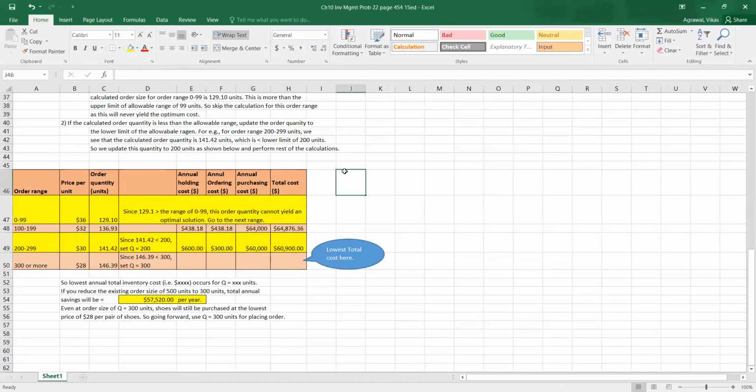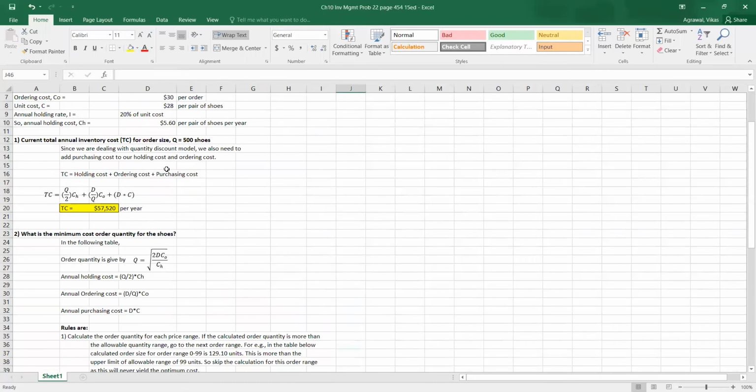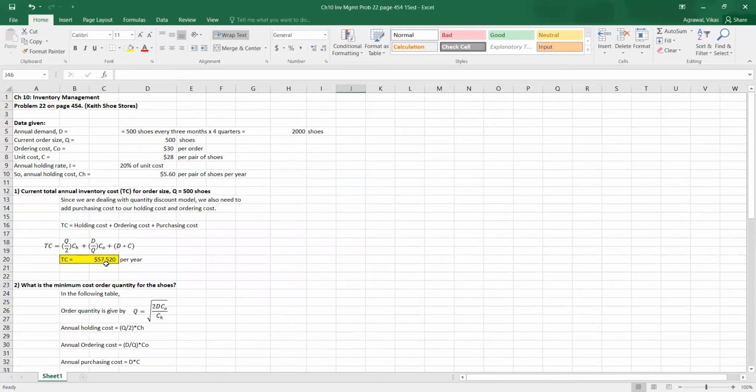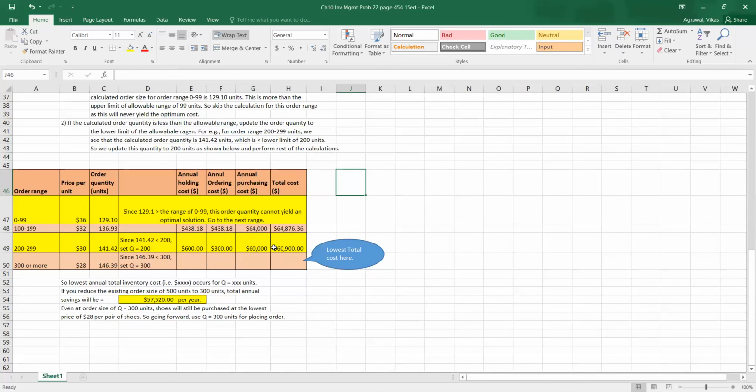So if you set your order quantity to 200 units, your total annual inventory cost is going to be 60,900, which is less than the last solution. Okay, so the last one was 64,876. So we are going down, we are doing better, but currently we are paying less than that amount. Right now we are paying only 57,520, and this is more than that. So there is no point going for this order quantity either. So let's go to the next one here.